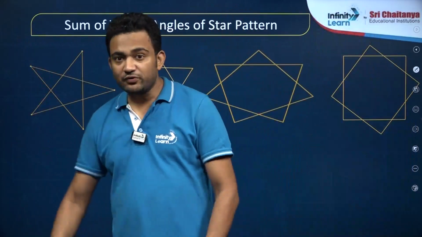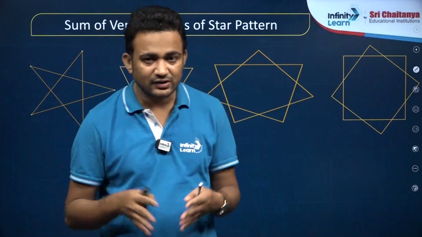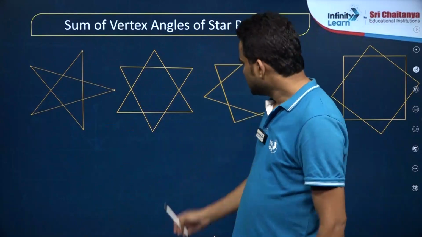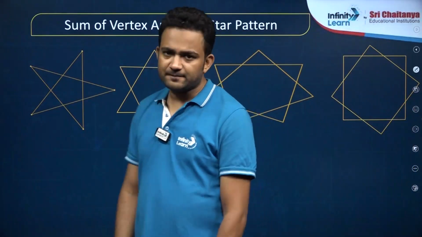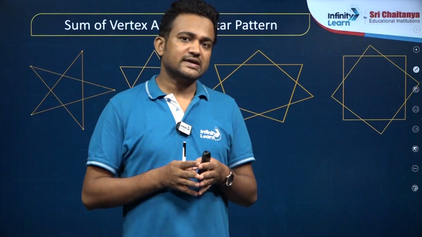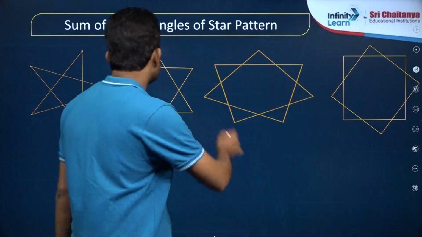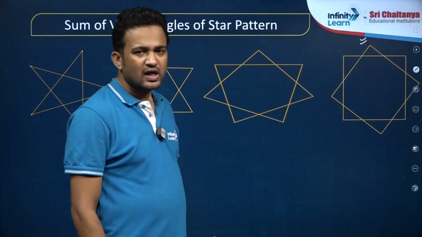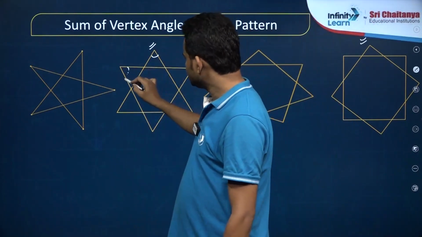So till now we have seen how to find the sum of interior angle of any polygon, but how to find the sum of interior or the vertex angle of any star pattern. So this is a star having 5 vertex. This is a 6 vertex star, 7 vertex star and 8 vertex star. See, if we categorize these stars into two parts, that is the stars having even vertex and the stars having odd vertex. So these two are the stars having odd vertex, even vertex. We can easily find the sum of their vertex angle. How?